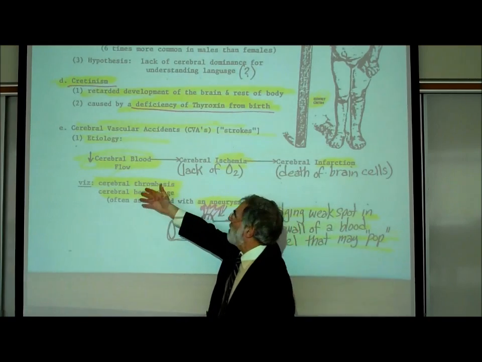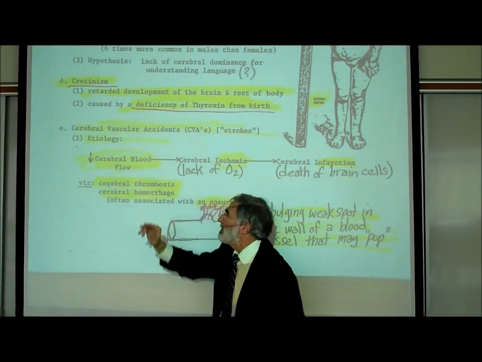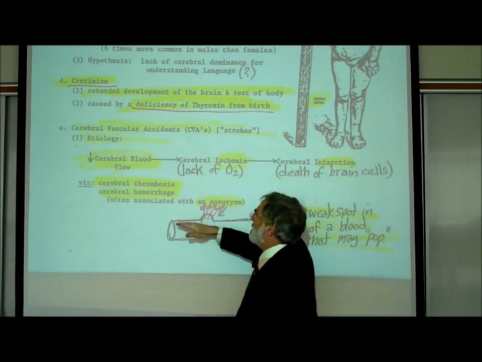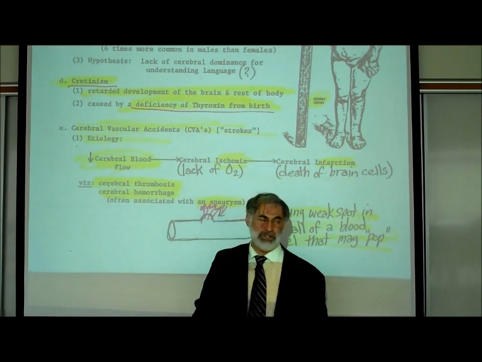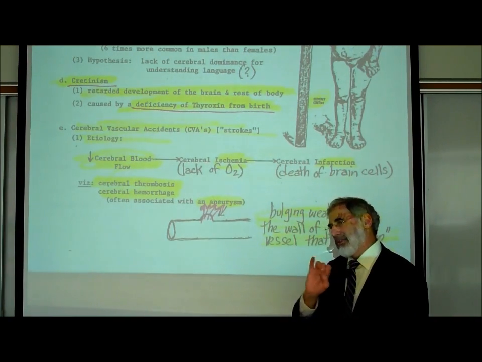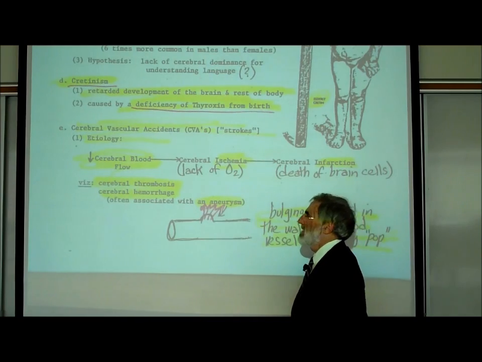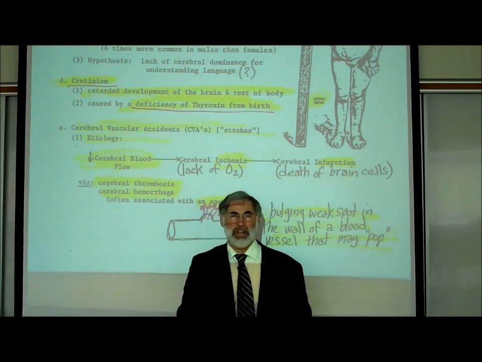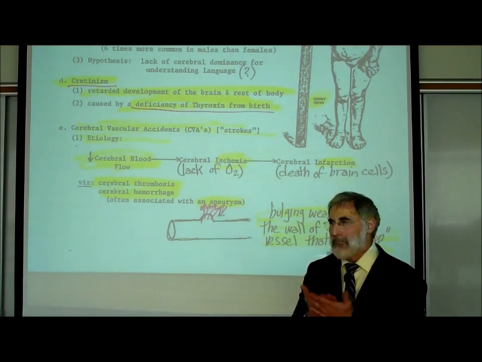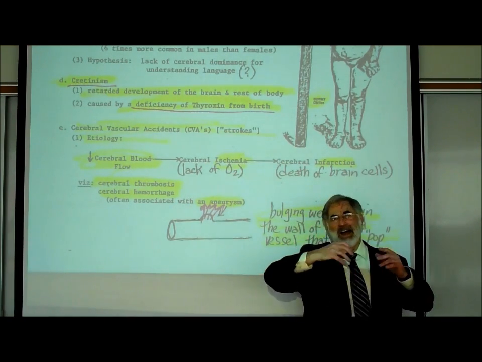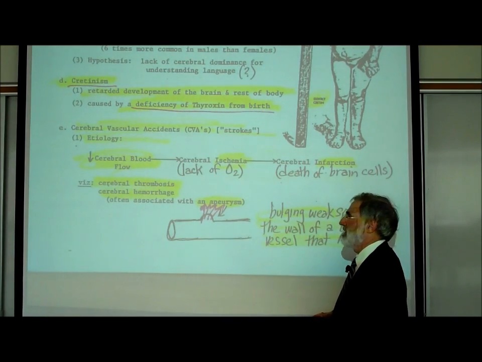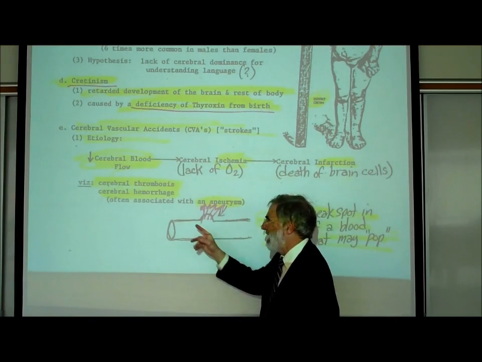Now, as far as the etiology, or reason why there was a drop in cerebral blood flow, it could be because of a cerebral thrombosis. A thrombosis is a blood clot obstructing the flow of blood through a blood vessel to the brain. It could be a cerebral hemorrhage. Hemorrhage means bleeding, where a blood vessel bursts or pops, and then there's bleeding, and some part of the brain isn't getting adequate flow of oxygenated blood.